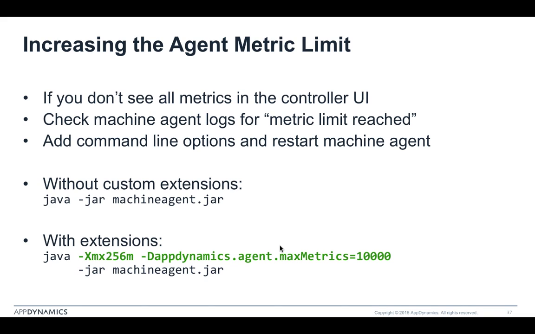And again, if you're running extensions, especially if you're running more than one extension, I would give the machine agent a little more memory. Okay, 256 is usually way more than generous enough. I don't think I've ever seen more than that. But if you start seeing out of memory exceptions, then just give it more memory. Okay.